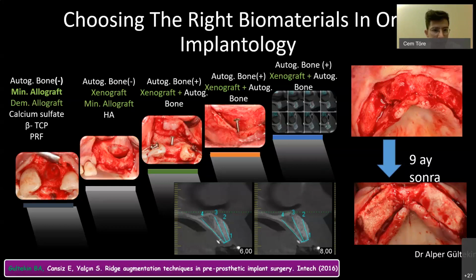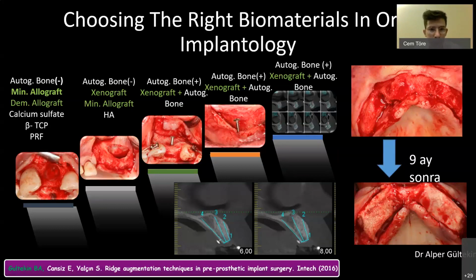The next step is sinus augmentations. Again, because this is basically a room with all bone walls and just one lateral window that we opened, which we can later close, we don't need autogenous bone to ensure a healthy healing with xenografts, mineralized allografts, or hydroxyapatite-based grafts. We don't need autogenous bone to ensure full healing in 6 months.